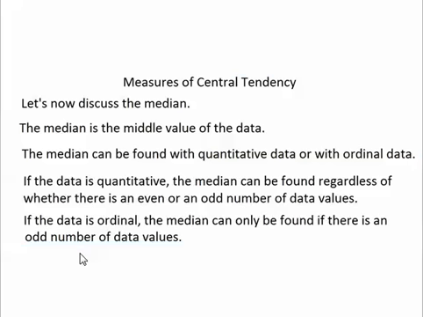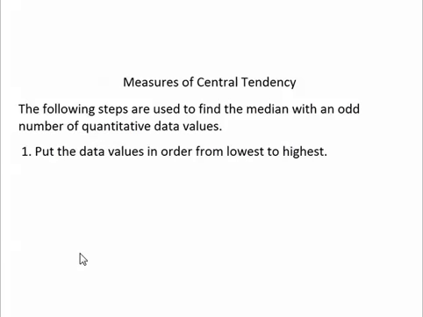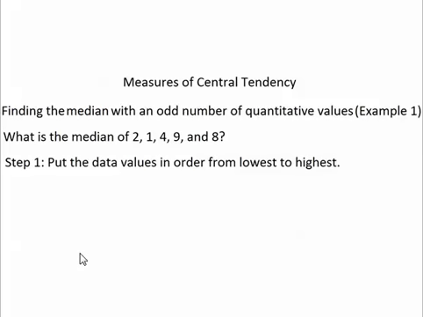So here's our first example of finding the median with an odd number of quantitative values. The steps are putting the values in order from lowest to highest, and then locating the middle value. There's actually no math involved. So what's the median of these numbers? First, we have to put them in order from lowest to highest, right here.